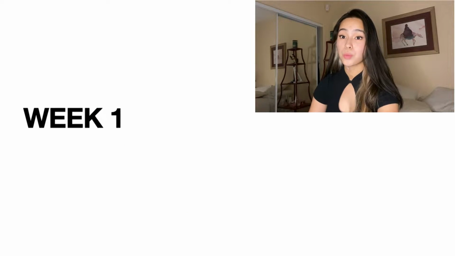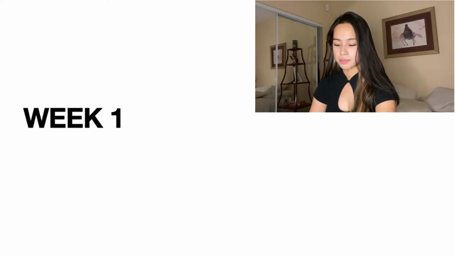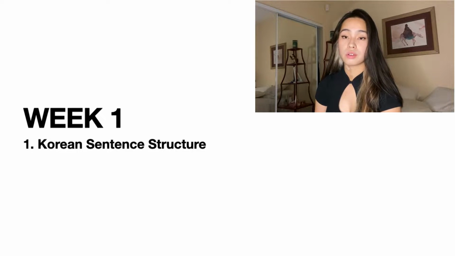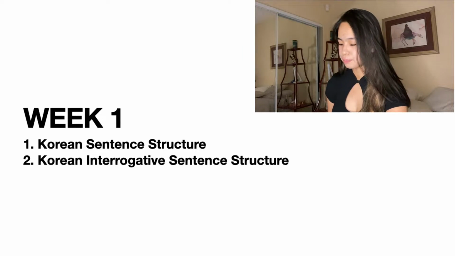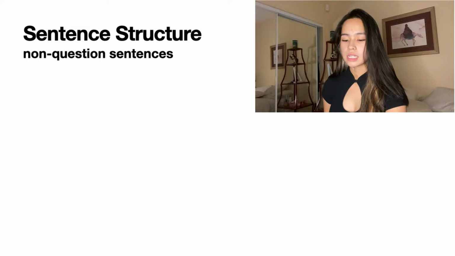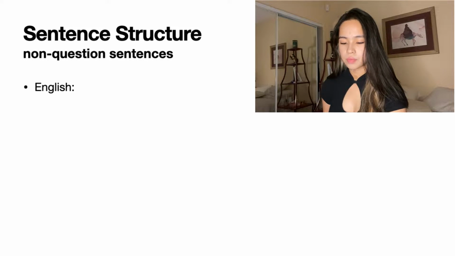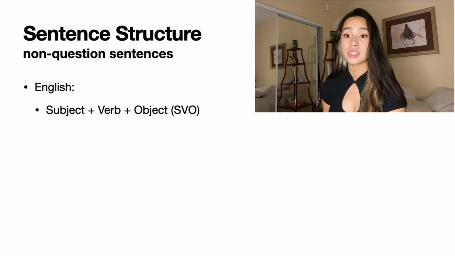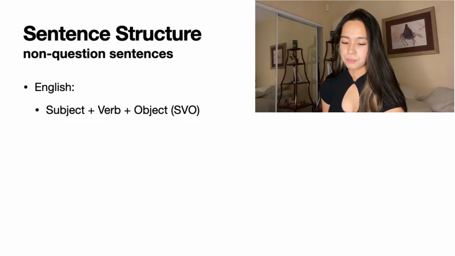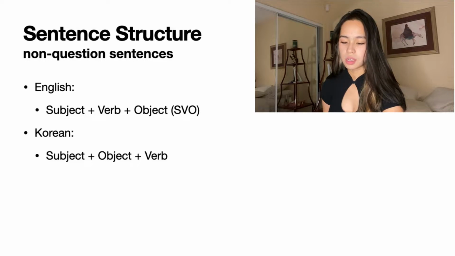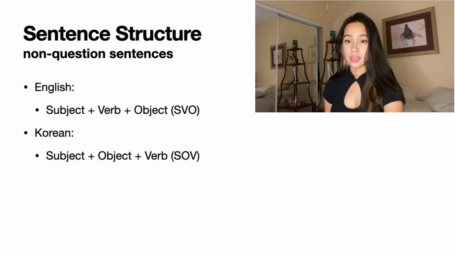Alright, so we are on week 1 of our Learning Korean segment, and today we are talking about the Korean sentence structure as well as the Korean interrogative sentence structure. Non-question sentences, this is where we'll start. In English, the structure of a non-question sentence is subject, verb, object. Alright? In Korean, it is going to be subject, object, verb, or SOV.